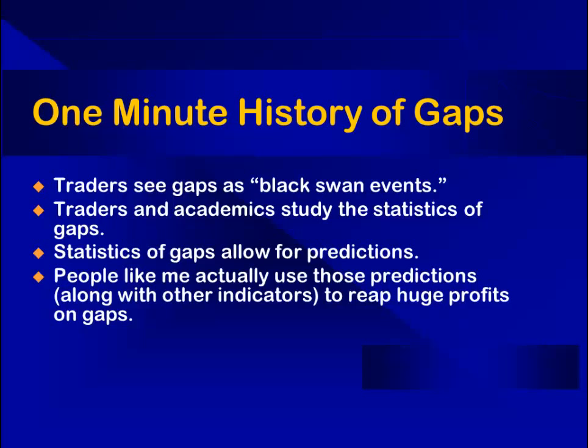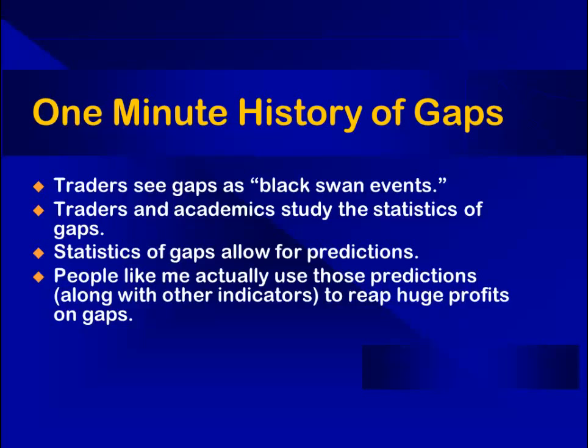So I'm going to say these are black swan events, they're pretty random. And we're not going to trade and hope for gaps. Instead what we're going to do is trade after the gap and use what we know about gaps to predict the direction of the stock. Now, traders and academics have studied the statistics of gaps for a while, and we have a lot of data. The statistics of gaps allow us to predict what's going to happen after that gap, but we do need to know what kind of gap that is, and we want to improve the predictive ability of that gap with other methods, which I'll teach you in this course.